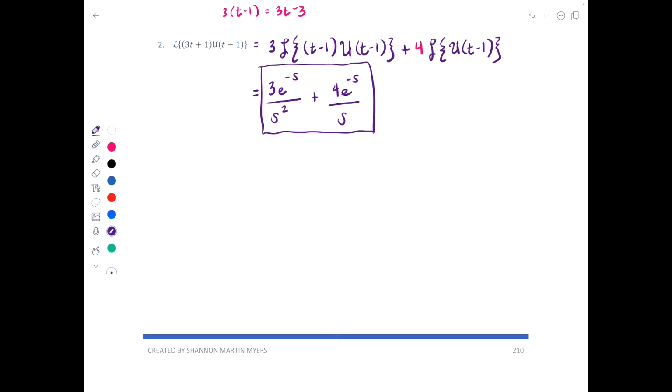And let's check out our next problem. Sorry, on this one I made a typo. This should be e to the negative 2s. And so that will give us a equal to 2, right? And our capital F at s will equal 1 over s squared times s minus 1. Good so far?